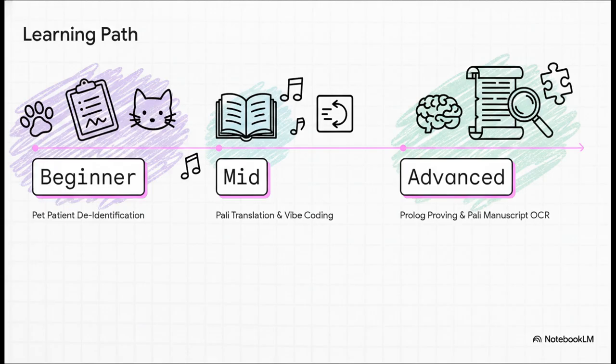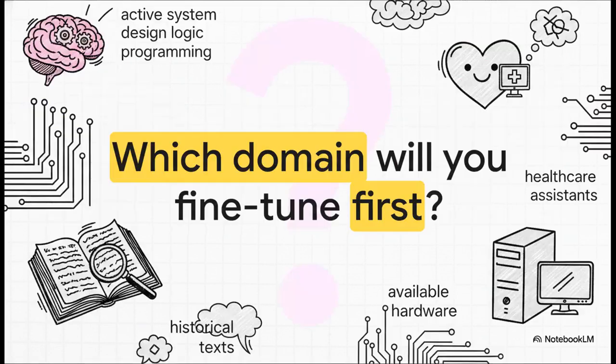And finally, you can push into advanced territory with multimodal vision tasks like Pali manuscript OCR or setting up verifiable logical reasoning systems using Prolog proving. It's amazing, isn't it? We've seen how local fine-tuning has evolved from just basic text completion to designing active autonomous systems right on your home computer. Whether you want to master logic programming, preserve historical texts, or build healthcare and compliance assistance, the tools are literally in your hands. So balancing your available hardware with your personal curiosity, which domain are you going to fine-tune first?